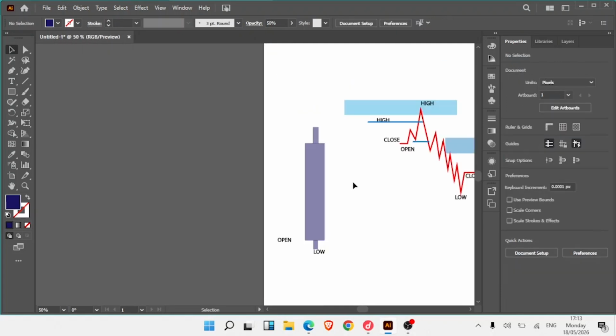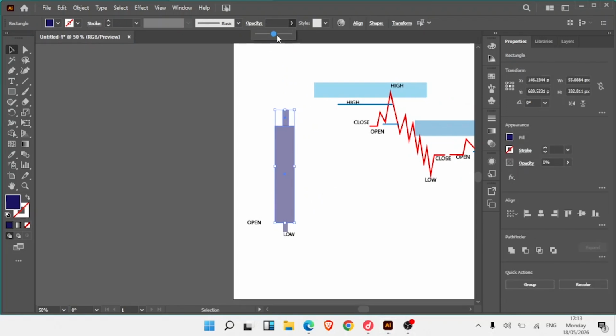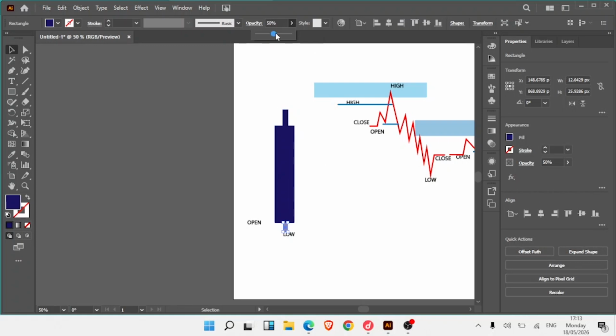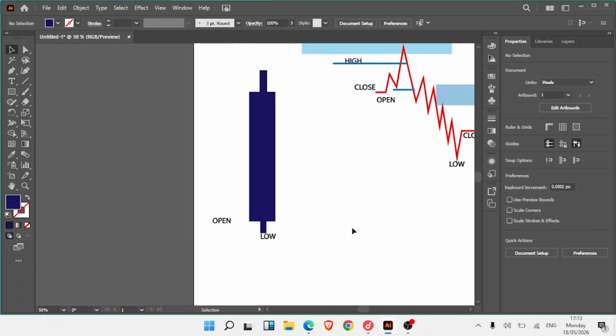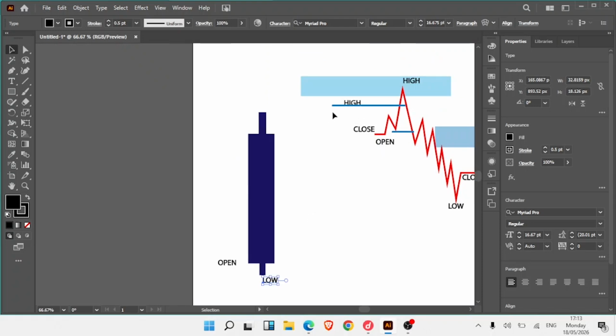So this was a bullish day. Now I can increase the opacity to 100 and show you that this was a bullish candle. So that is how you observe the open, low, high, close for the formation of a bullish candle.